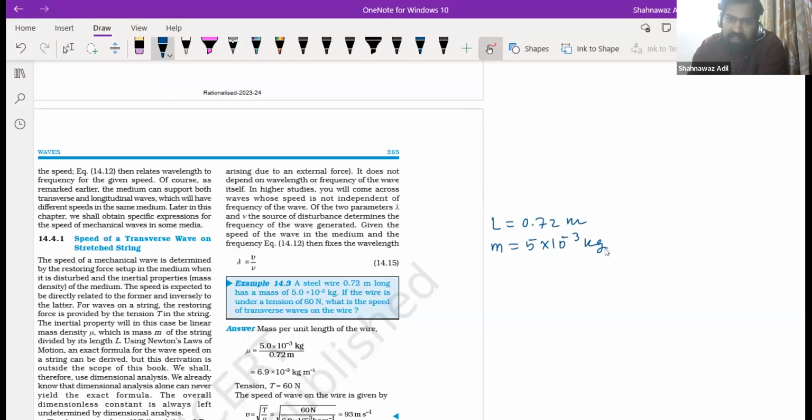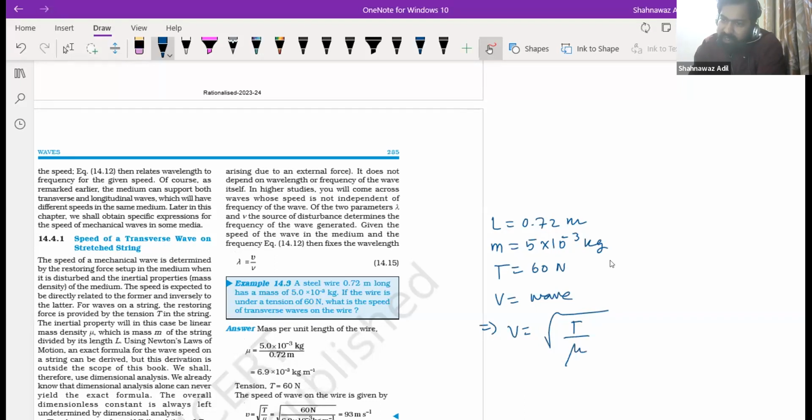If the wire is under a tension of 60 Newton, so tension is 60 Newton, then we have to find out the speed of the traveling wave, right? So speed of the wave. So we know that V is how much? That is root T by mu.